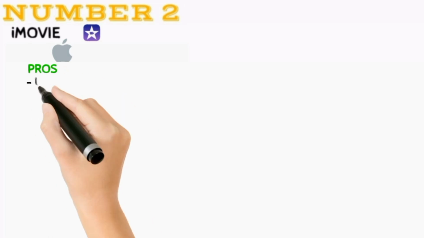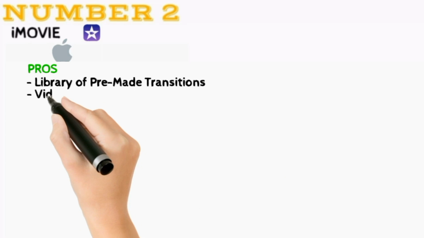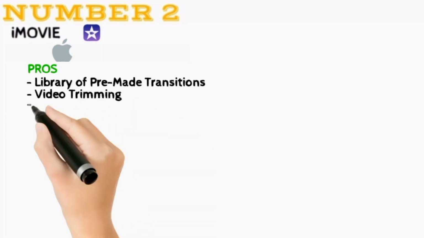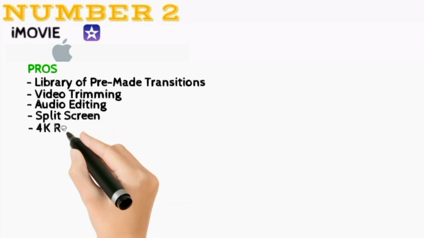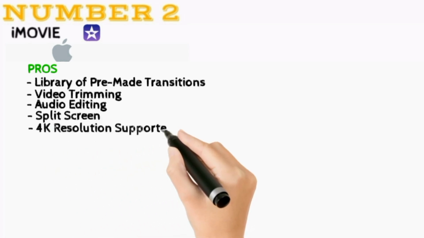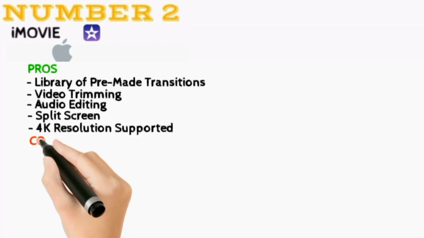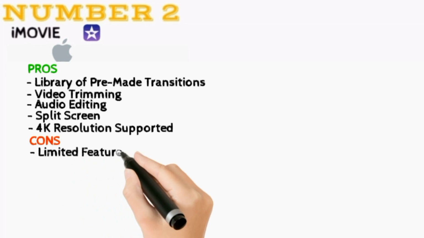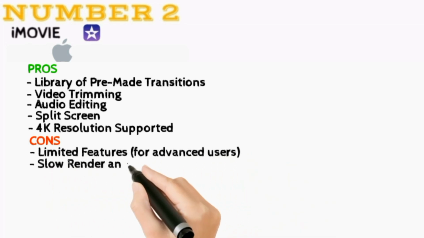Once you are up to speed, you may find the alternative best video editing softwares in this list may better suit your needs. Features of iMovie include library of pre-made transitions, video trimming, audio editing, split screen and 4K resolution support. Despite all these features, iMovie has a really clean and easy to use interface, but advanced users may find features a bit limited. And import and render times can be a little slow.